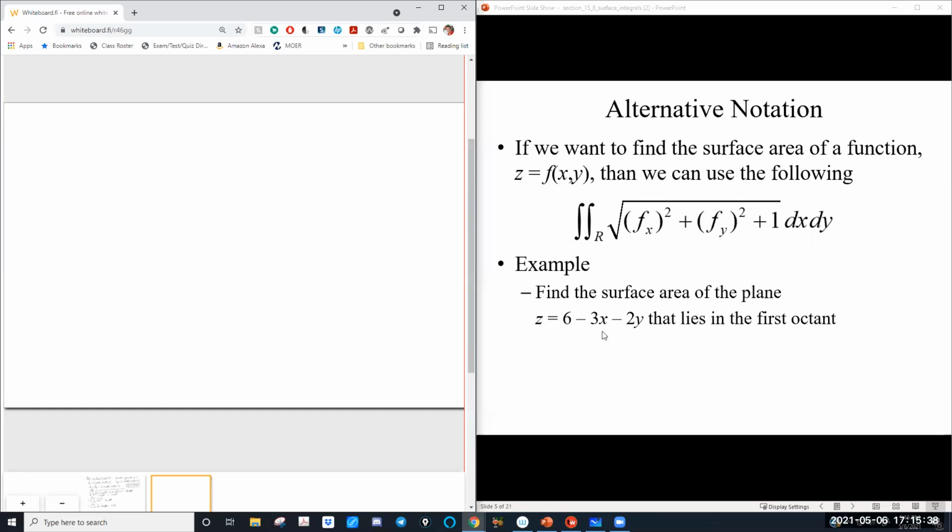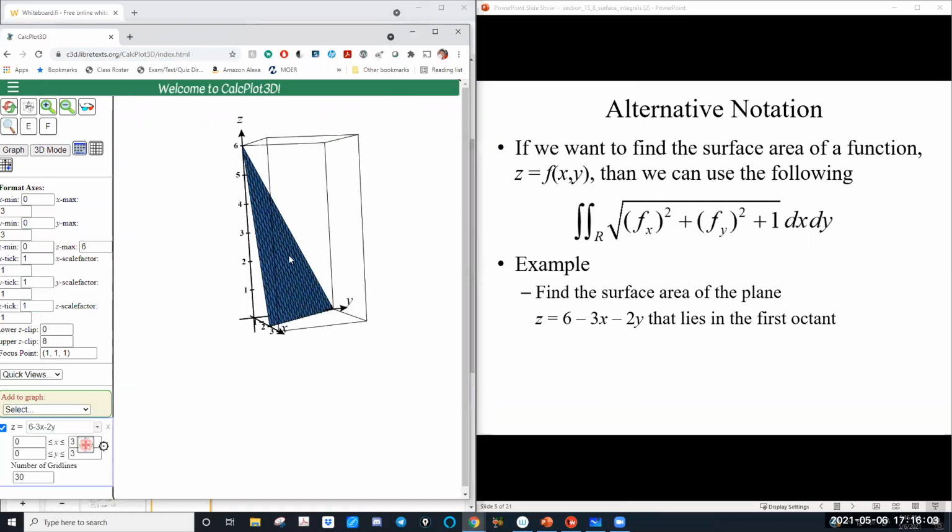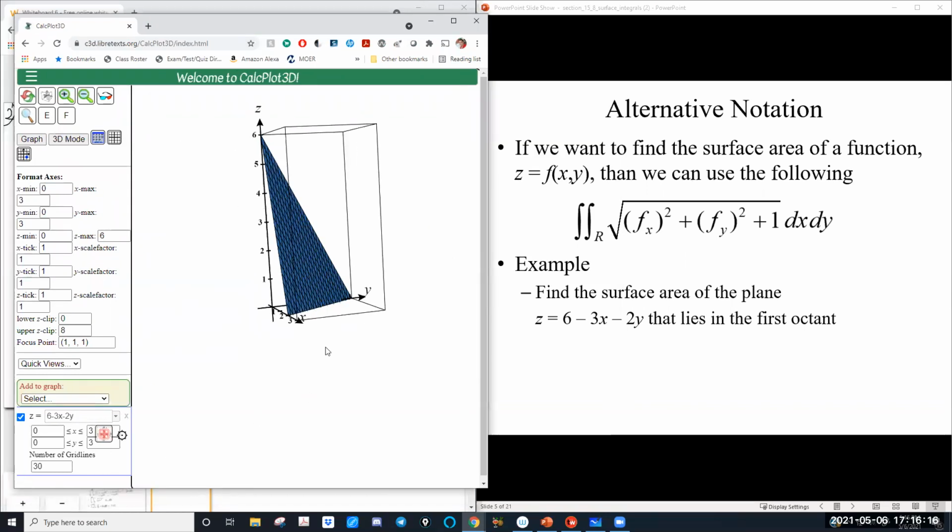So let's do this function here. This is example 2. z equals 6 minus 3x minus 2y, in the first octant. Here is a plot of what's going on with this one. We're just in the first octant, so we're looking for the surface area basically of this slanted triangle, this blue surface here.